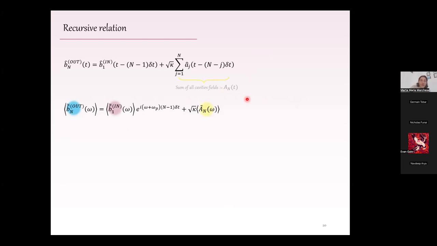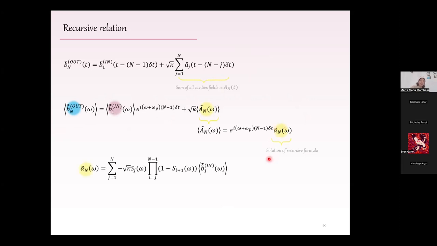However, we would like to just have the output field in terms of what we know, so in terms of the input field. And it is possible to obtain this by redefining this sum of cavity fields, obtaining a recursive relation, and by solving it, we will get a solution, this alpha n, that essentially will depend only on the input field. So this will give us the relation of the output field, this blue here, in terms only of a combination that depends only on the first input field.